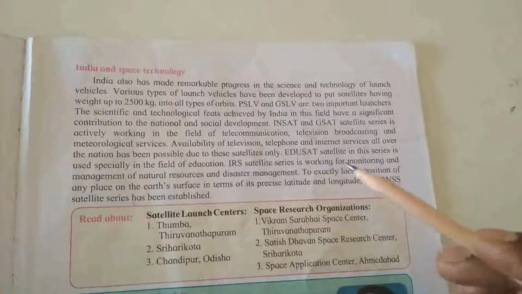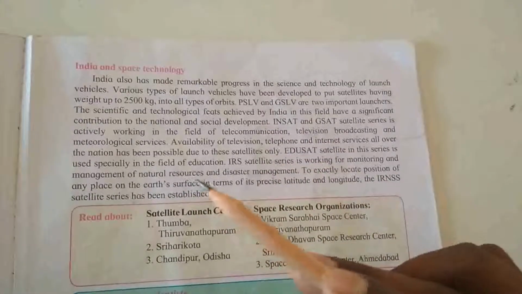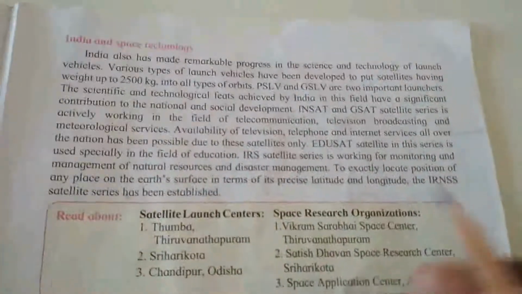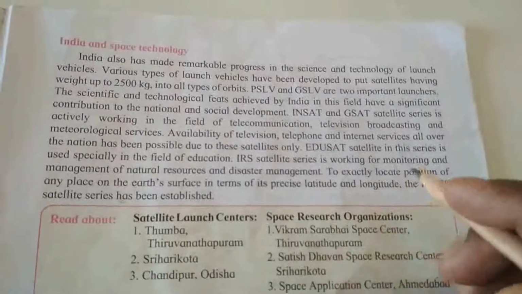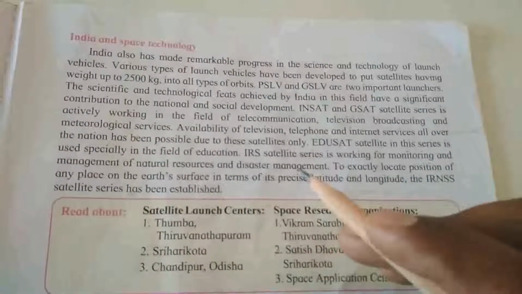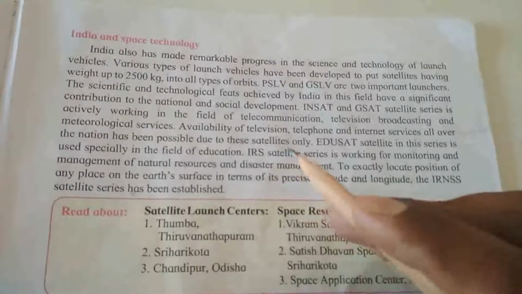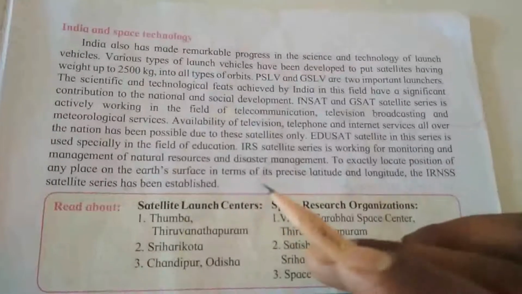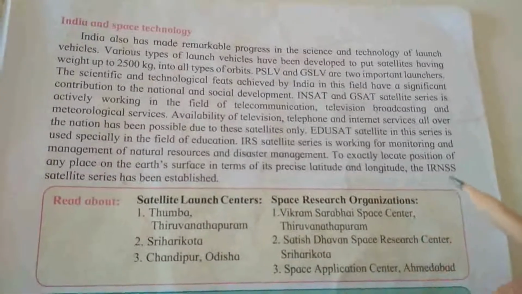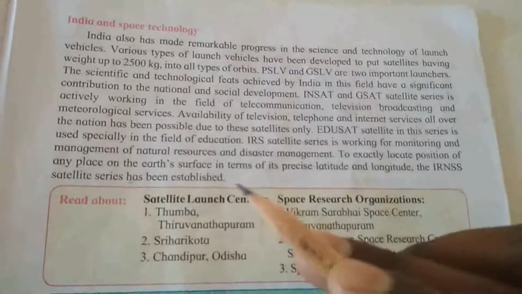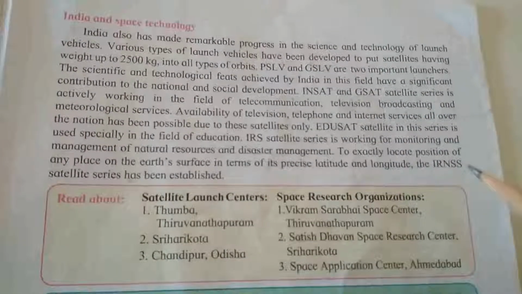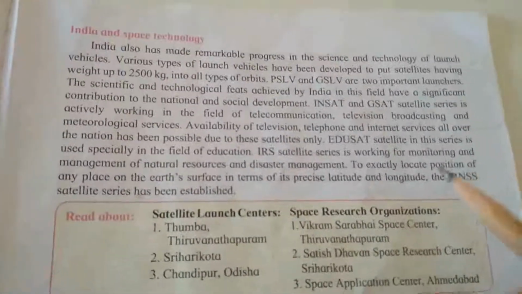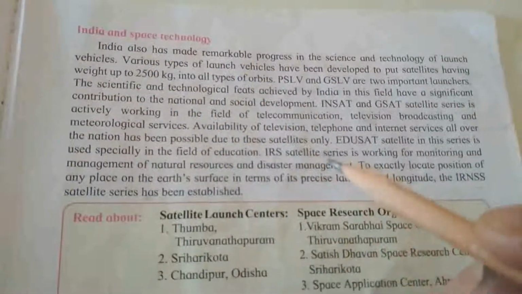The IRS satellite series is working for monitoring and management of natural resources and disaster management. IRS means Indian Remote Sensing Satellite. To exactly locate the position of any place on the Earth's surface in terms of its precise latitude and longitude, the IRNSS satellite series has been established. The full form of IRNSS is Indian Regional Navigation Satellite System. So this is India and space technology.